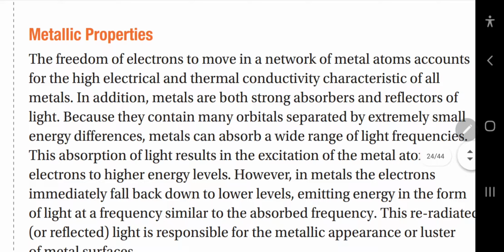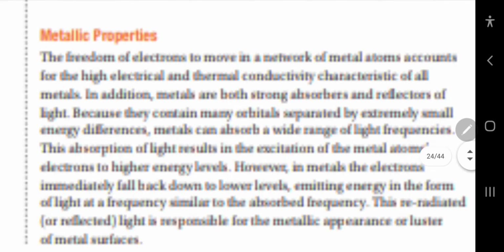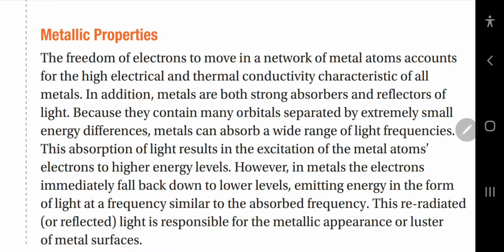For example, metallic properties: as you know, metals are considered very good conductors of both heat and electricity. So why are they good conductors? Actually, because the electrons are free to move, they can carry electricity or heat and move to another place. This is why they are able to conduct electricity or heat. Also, as you know, metals are both strong absorbers and reflectors of light.